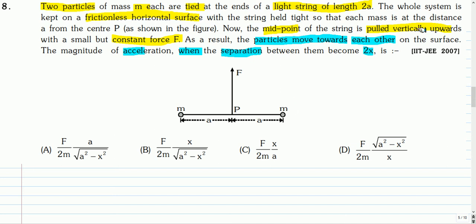Now the midpoint of the string is pulled vertically upwards with a small but constant force F. As a result, the particles will move towards each other on the surface. What is the magnitude of acceleration when the separation between the two particles is 2x? So initially the two masses are separated by a distance 2a on a horizontal surface, with a string connecting them. The midpoint of the string is being pulled upwards with a constant force F. Once it is pulled, the distance between the two masses will decrease, and when the distance becomes 2x, what will be the acceleration of the masses?